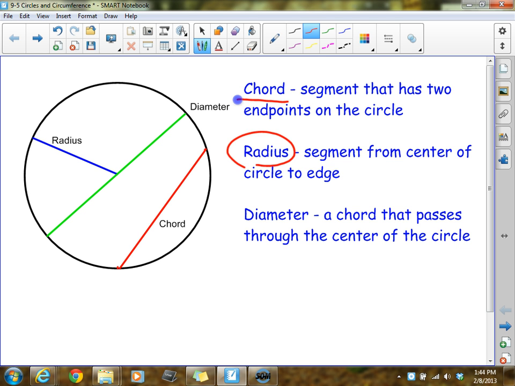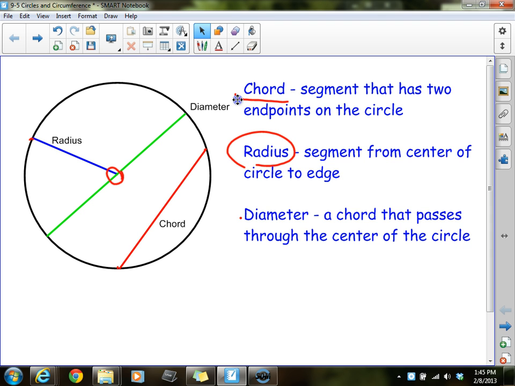Next one, the radius. Now the radius is a segment from the center of the circle to the edge. So radius is very key. It runs from the center of the circle all the way to the edge. And last, diameter. Diameter is a chord that passes through the center of the circle. And so once again, key, radius and diameter both have to deal with the center of the circle, and specifically running through the center of the circle. A chord can really run anywhere it wants.